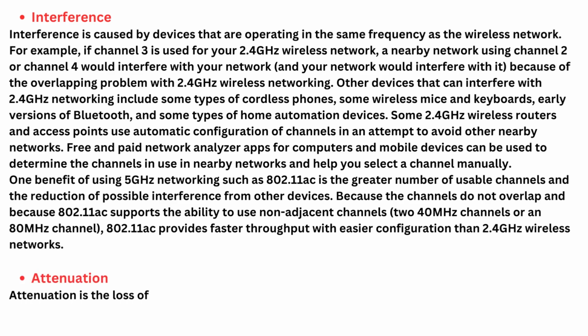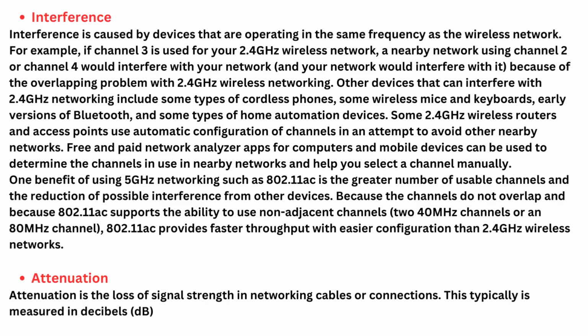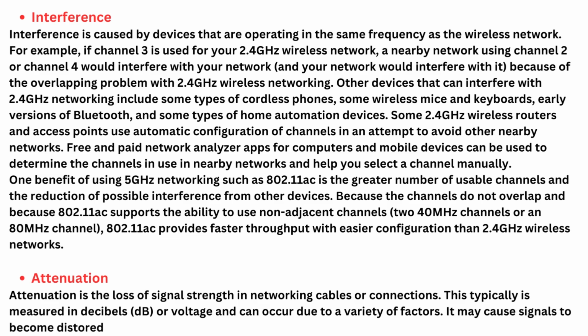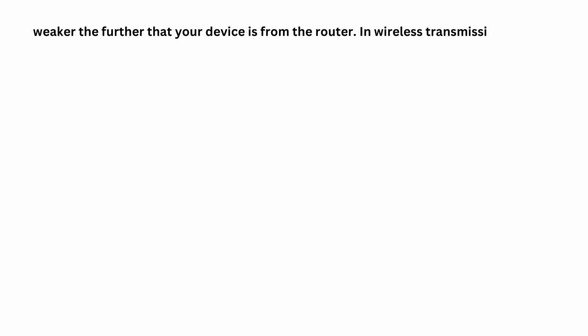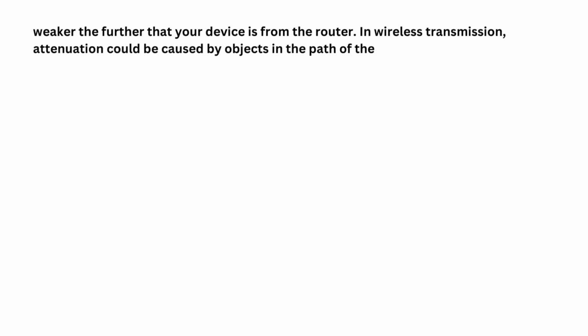Attenuation. Attenuation is the loss of signal strength in networking cables or connections. This typically is measured in decibels, dB, or voltage and can occur due to a variety of factors. It may cause signals to become distorted or indiscernible. An example of this is Wi-Fi signal strength getting noticeably weaker the further that your device is from the router. In wireless transmission, attenuation could be caused by objects in the path of the signal, such as doors, walls, or trees.